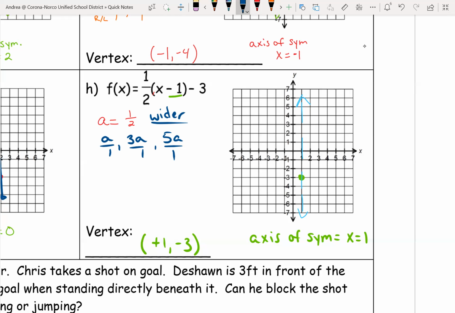So we're going to plug it in. I have 1/2 over 1. Then I have 3 times 1/2 over 1. Then 5 times 1/2 over 1. So that first step should just be up 1/2 and over 1. So I should move up 1/2 from this vertex and over 1.